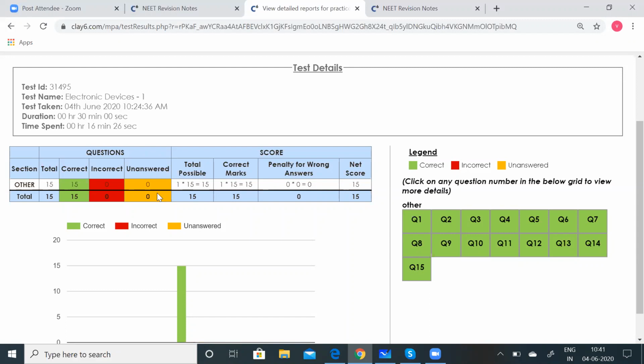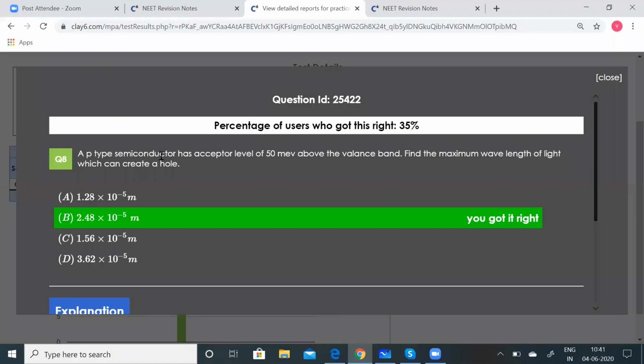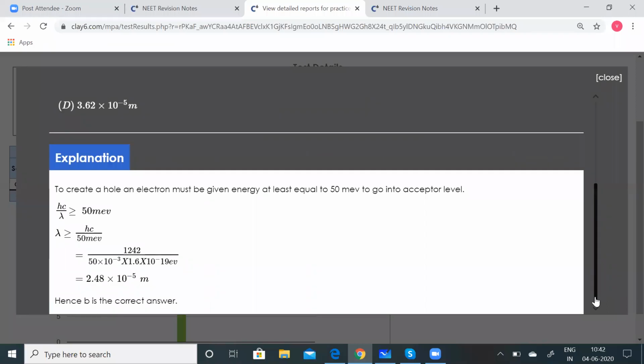If you want to verify any question, say for example, let us say 8.1: a P-type semiconductor has an acceptor level of 50 MeV above the valence band. Find the maximum wavelength of the light. For this question, we got the correct answer. If you want to know the explanation part, you can get it here as well.